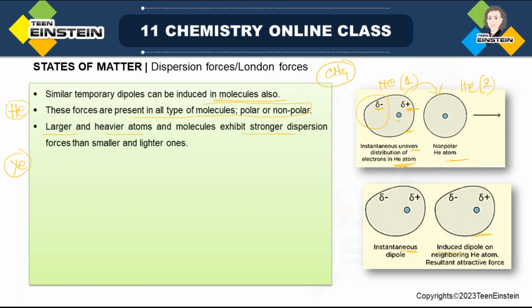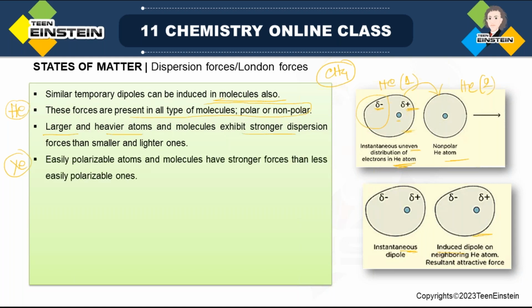Because when the atom is very large and very heavy, the electron cloud has a very high number of electrons. So the distortion or redistribution of the electron cloud becomes facile. That is why larger and heavier atoms exhibit stronger dispersion forces.